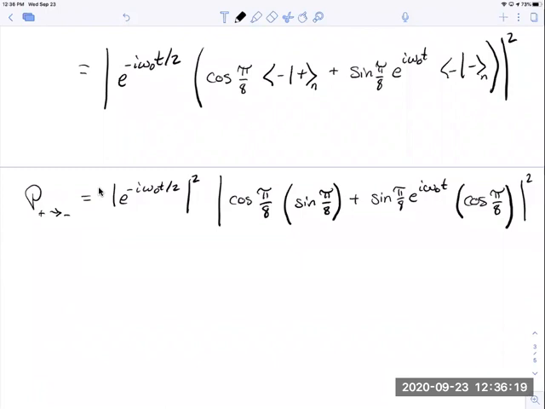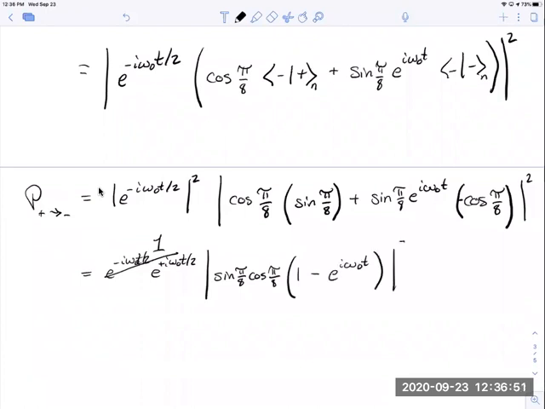Yeah, there's a negative sign in front of this one. There we go. Okay, so looking at this first one becomes e to the minus i omega naught t over 2 times e to the plus i omega naught t over 2, and that just becomes 1, times then the sine of pi over 8 times cosine pi over 8 times 1 minus e to the i omega naught t, quantity squared. Fantastic, sounds entirely reasonable to me.